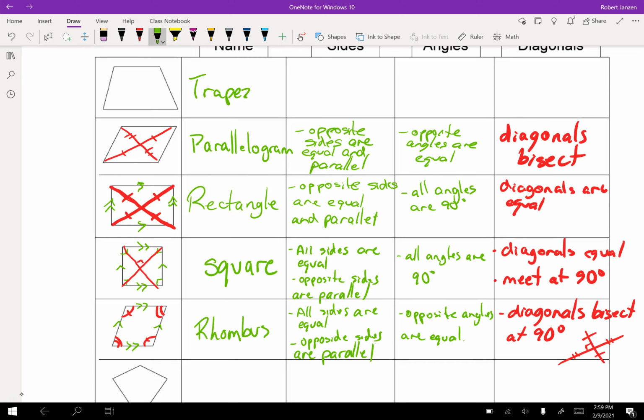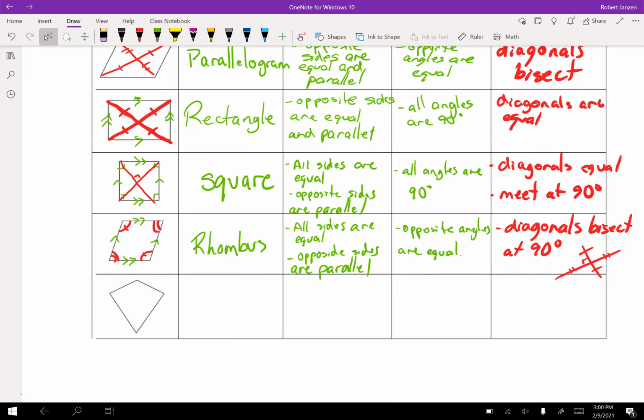We've got the trapezoid. The only thing we can say here is we have one pair of parallel lines. And if you look at this picture, this side is parallel with this side. There's no equal sides, okay? Just the opposite sides are parallel. Okay, can't say anything about the angles, can't say anything about the diagonals.